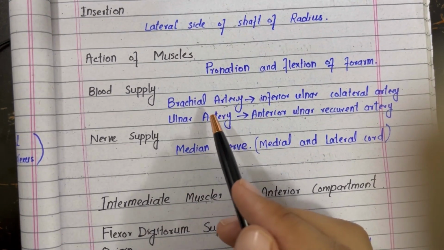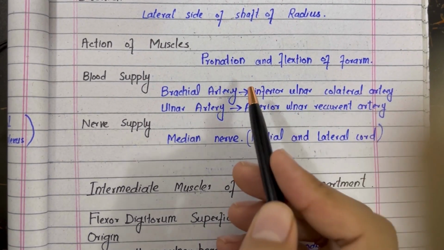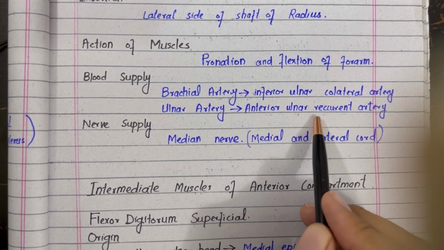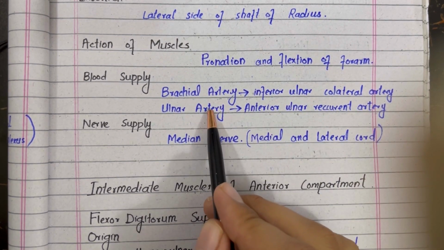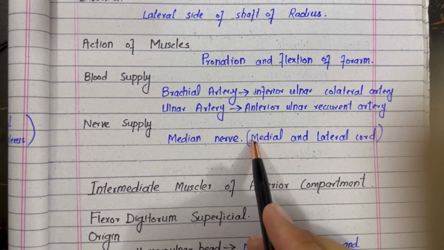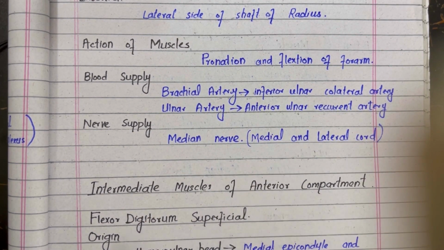This muscle is supplied by the inferior ulnar collateral artery, which is the branch of the brachial artery, and also it is supplied by the anterior ulnar recurrent artery, which is the branch of the ulnar artery. Student, this muscle is innervated by the median nerve. The median nerve originates from the medial and the lateral cord of the brachial plexus.